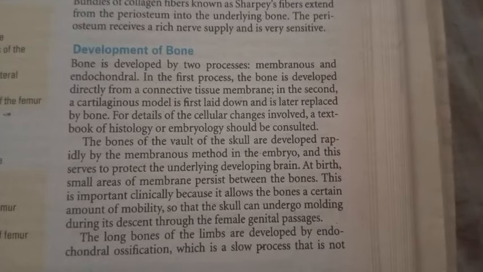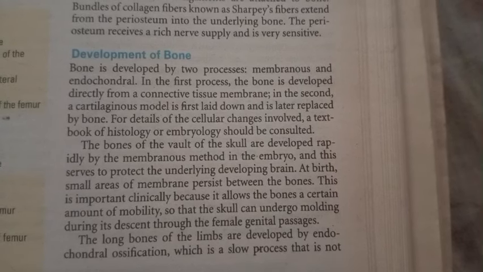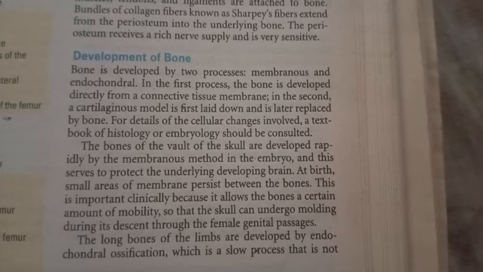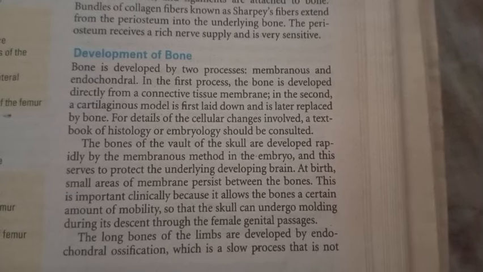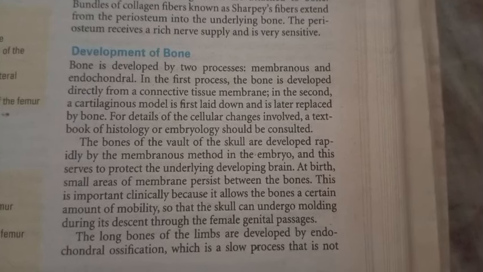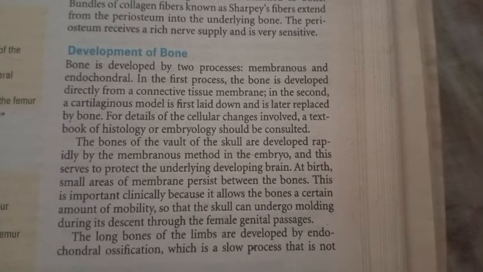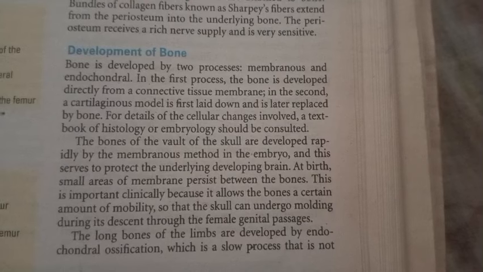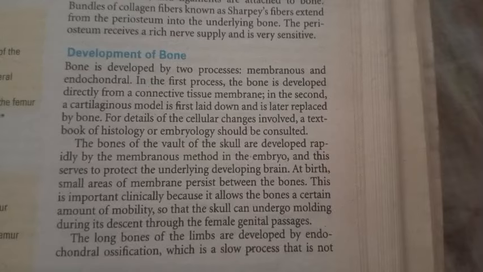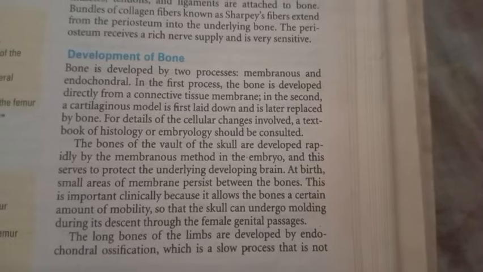The bones of the vault of the skull are developed rapidly by the membranous method in the embryo, and this serves to protect the underlying developing brain. At birth, small areas of the membrane persist between the bones. This is important clinically because it allows the bones a certain amount of mobility, so that the skull can undergo molding during its descent through the female genital passage.